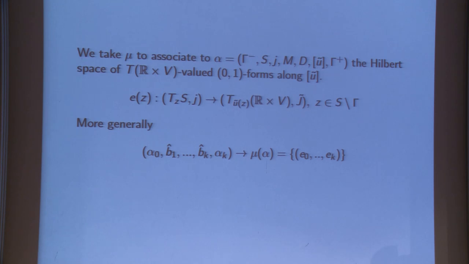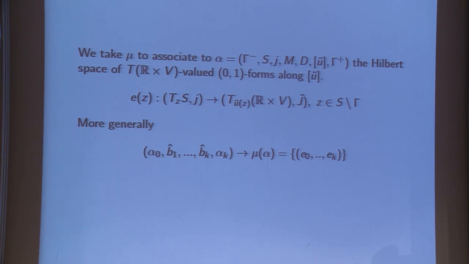It's clear then how this acts, namely, if you have a 0-1 form, you just take E. So these morphisms come from biholomorphic maps between the buildings, and you map E to E composed with T phi inverse, the tangent map of the inverse of the biholomorphic map.